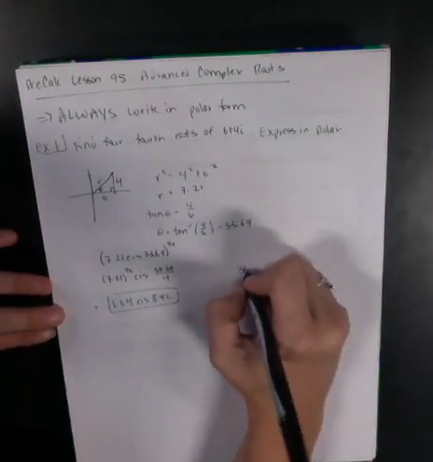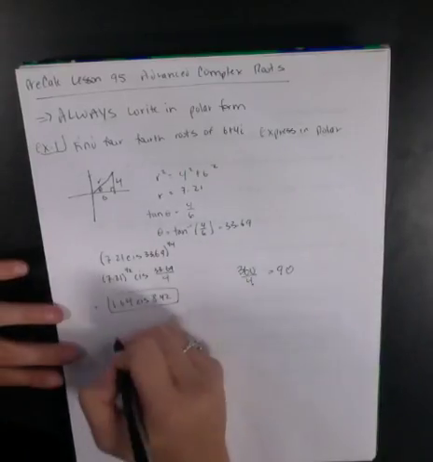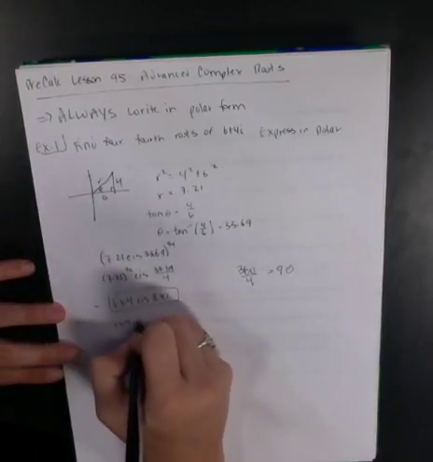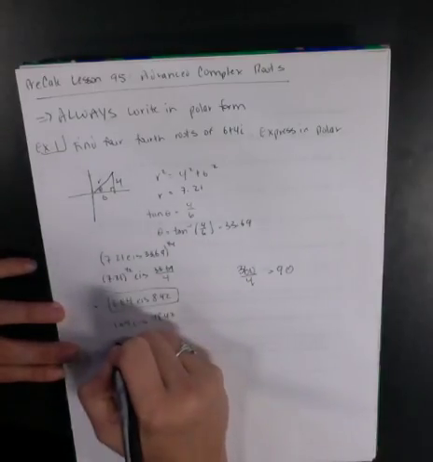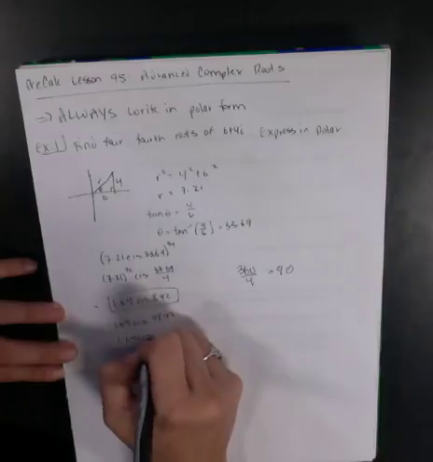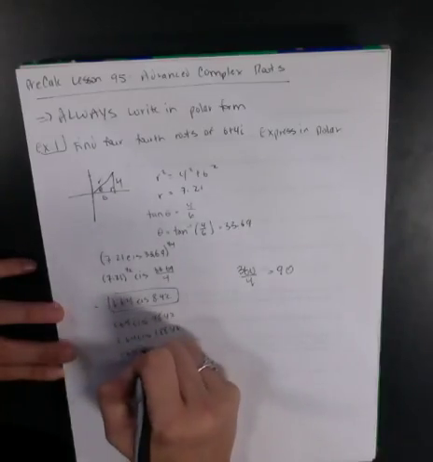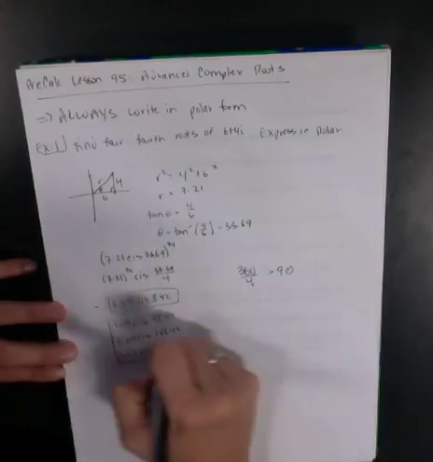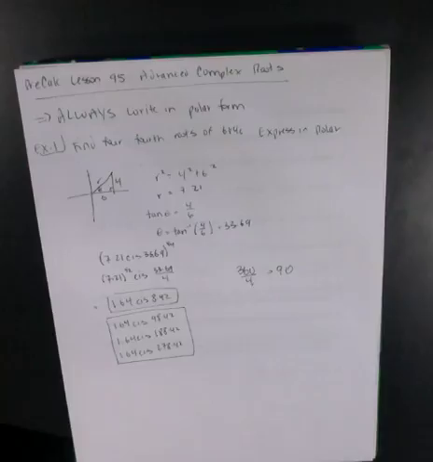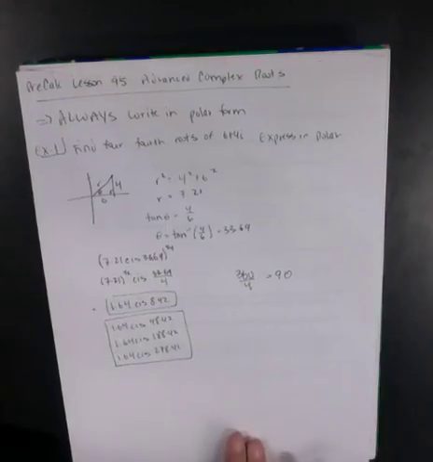Then I do 360 divided by 4, which gives me 90. So for my second root, my r stays the same, and I add 90, giving me 98.42. In my third root, I add 90 again, giving me 188.42. And my fourth root, I add 90 again, giving me 278.42. Those are my 4 fourth roots, and they are written in polar form. Let's do another example.